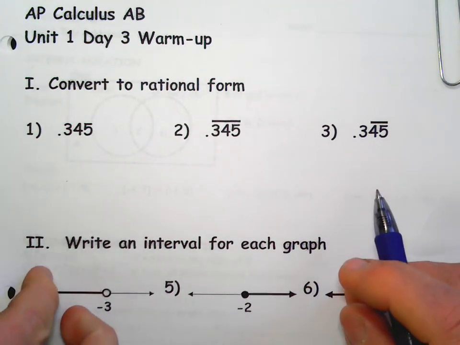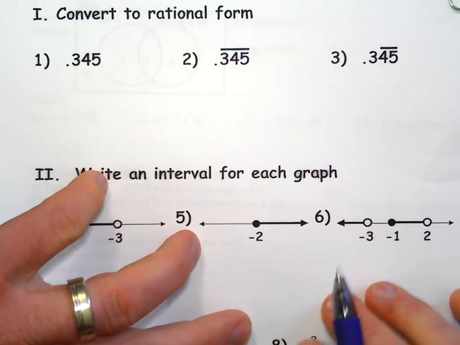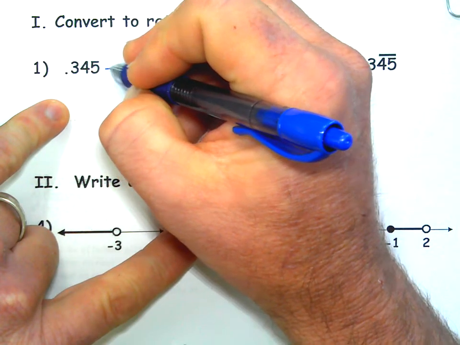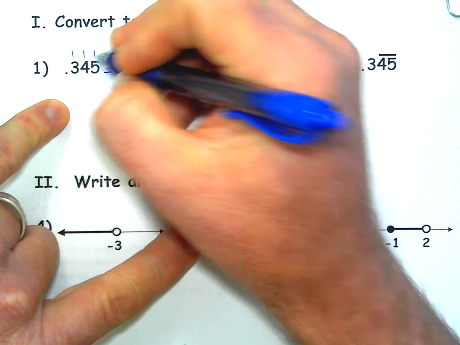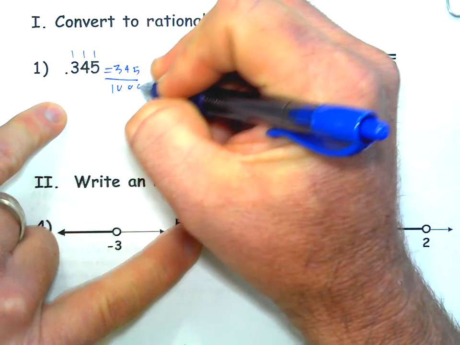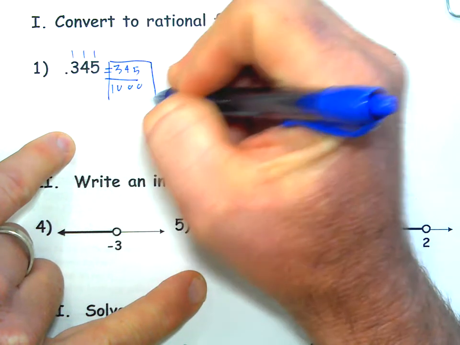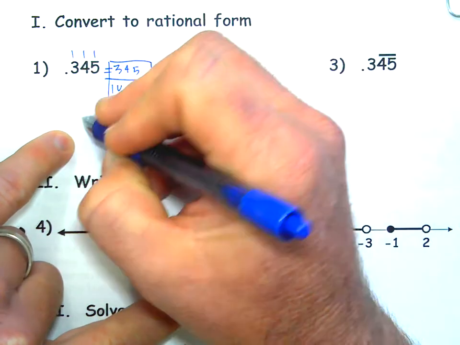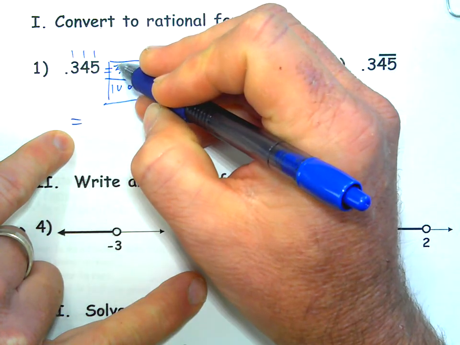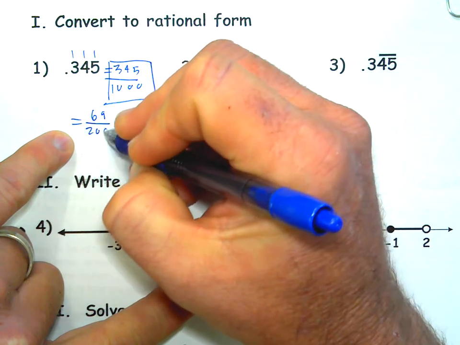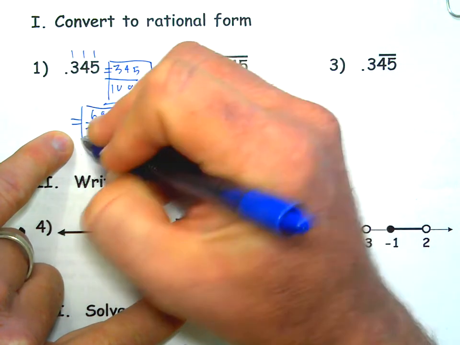So the first one is, let's see, we're going to convert these to rational form. Now the first one is terminating. So it's easy to say, well, this is tenths, hundredths, thousandths, 345 thousandths. And that's a possible answer. We could reduce it. We could take, I think, a 5 easily out of both of these, right? 5 goes in 20, 69 over 200. And I think that's as good as we could do.